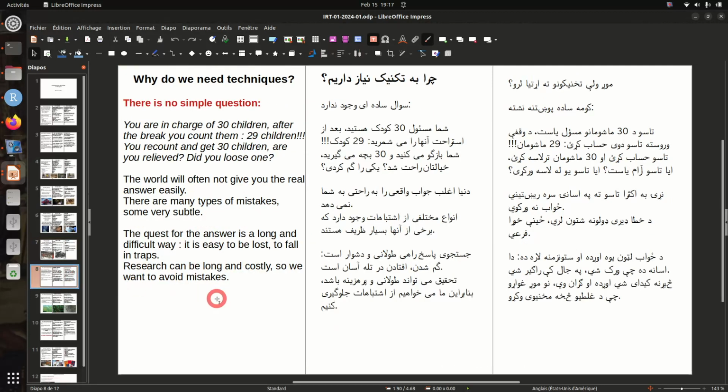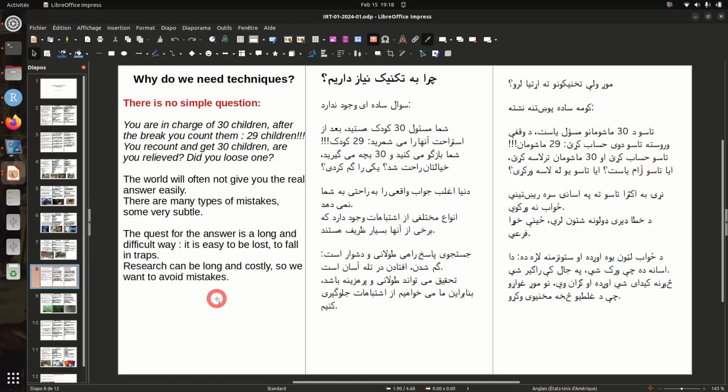So imagine you are in charge of 30 children, all running around. They have to go back into the room and you count them. 1, 2, 3, 4, 5, ... 29. Oops. You count again. 1, 2, 3, 4, ... 30. Okay. Are you relieved?